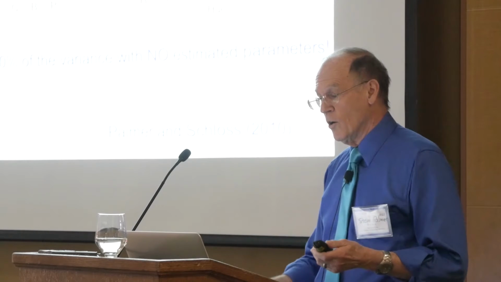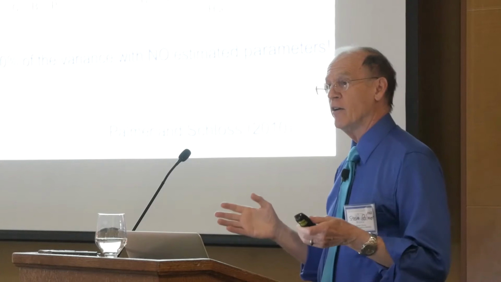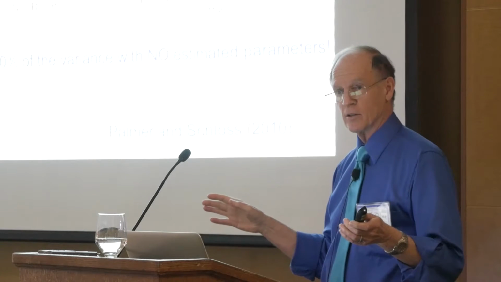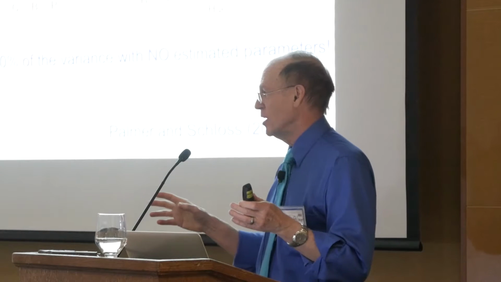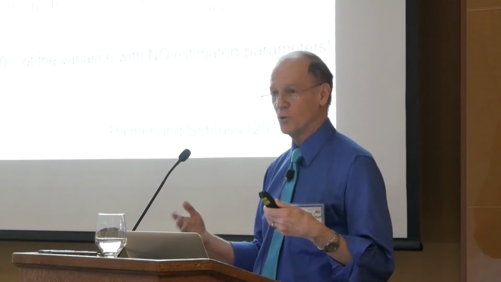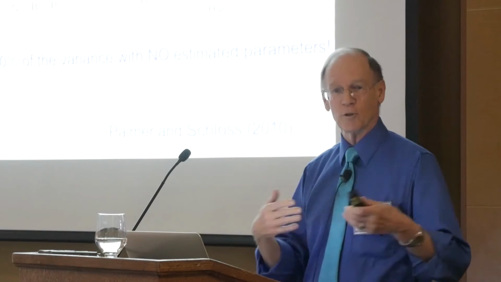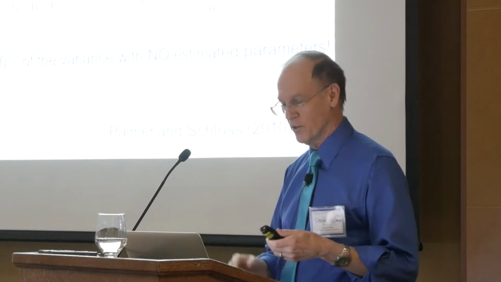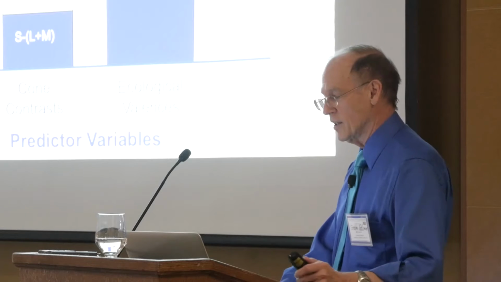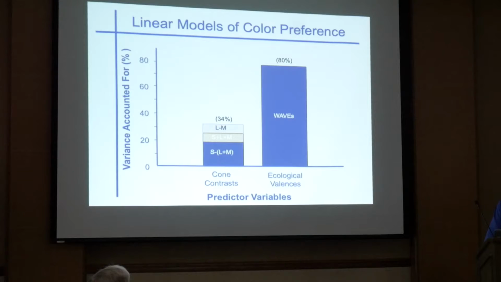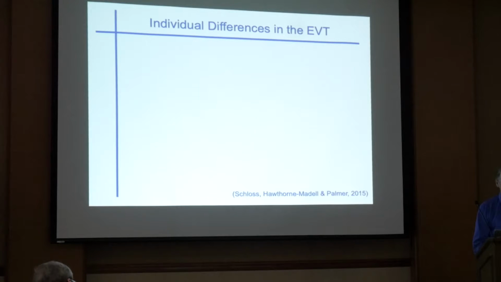Now notice that we've accounted here for 80% of the variance with no estimated parameters. I mean, there's a bazillion actual theoretical parameters underlying this model, but we've estimated them all by doing these procedures, like saying, well, how much do you like these things, what colors, what objects are this color, and so forth. So in terms of the linear models, we've got the cone contrast, which accounts for 34% of the variance, and the waves, which account for 80% of the variance. I leave it to you which one you think performs better.